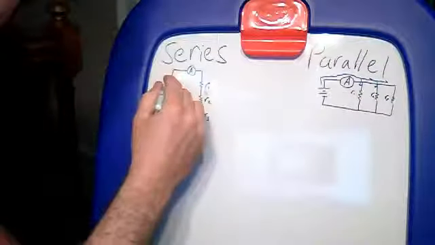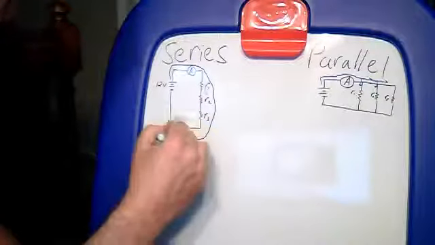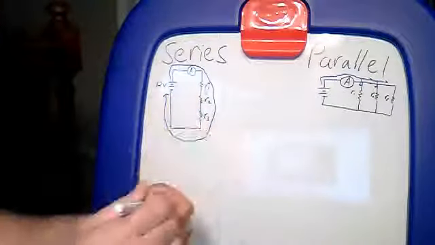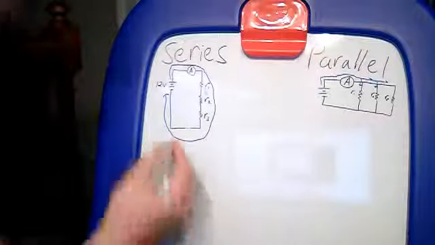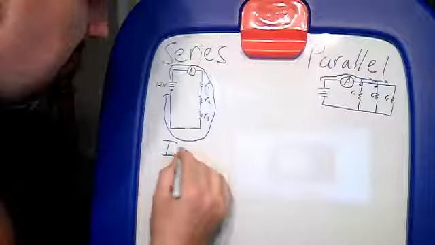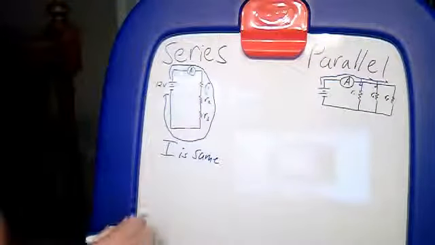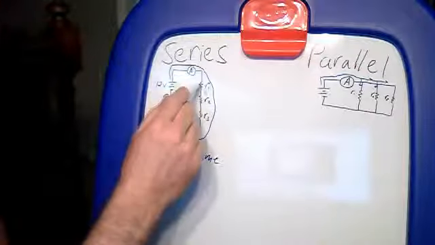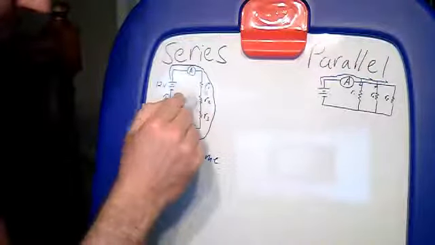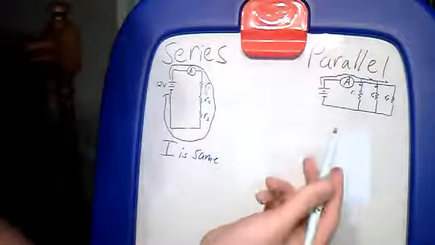In the series circuit, as this current starts flowing around, it has no choice but to go through everything in one big loop. So for this reason, we know in a series circuit that the current, or I, is the same for all those resistors. So if there's 1 amp of current here, there's 1 amp of current there, there's 1 amp of current there, there's 1 amp of current there, etc., etc.